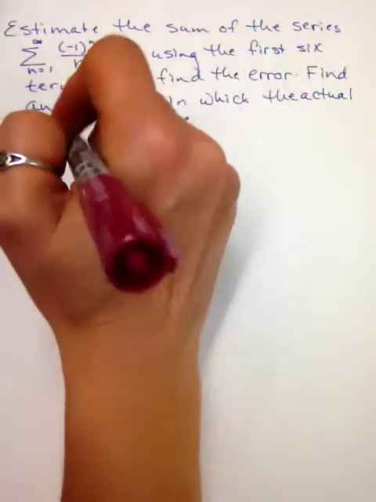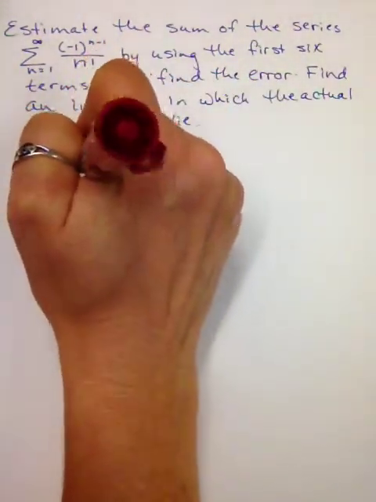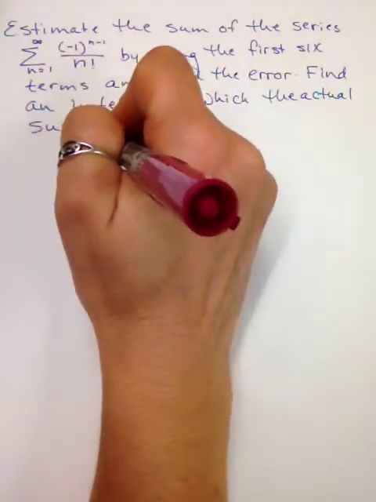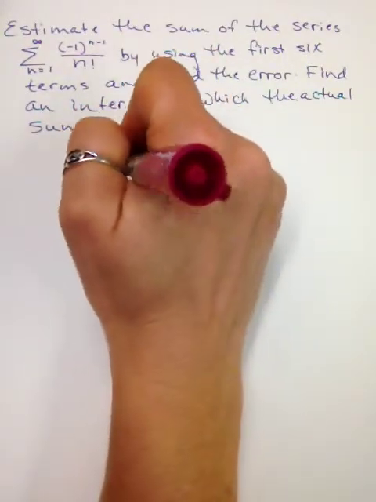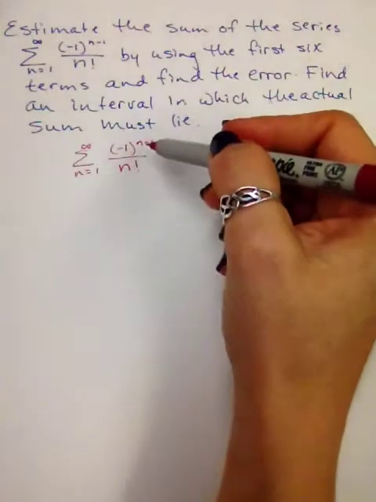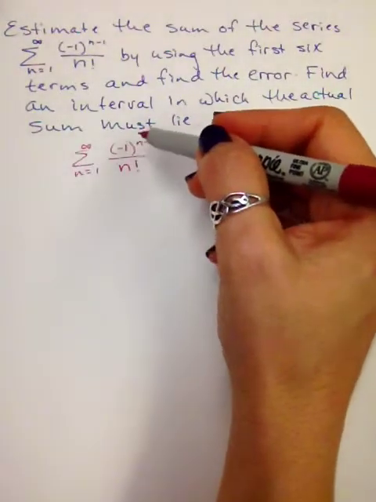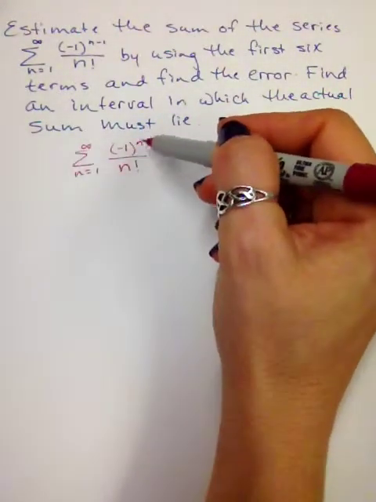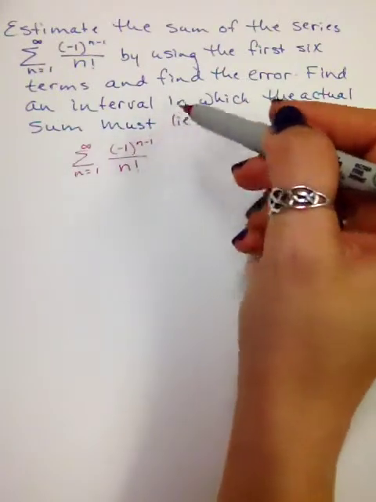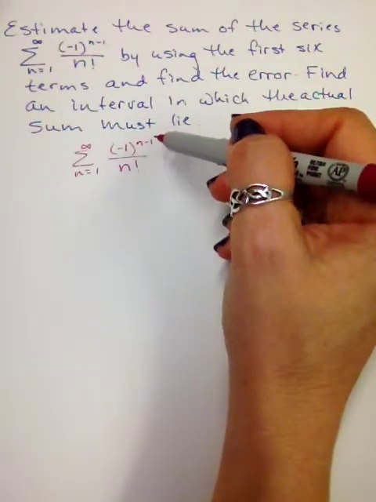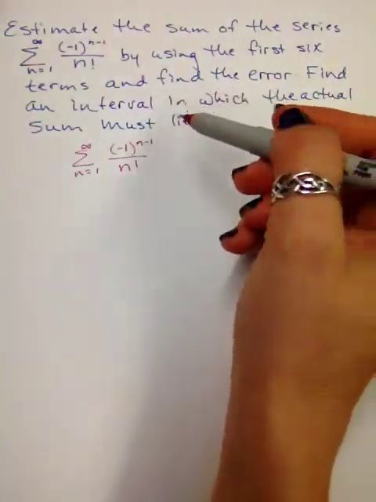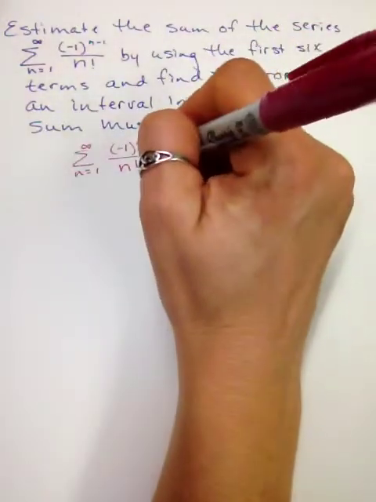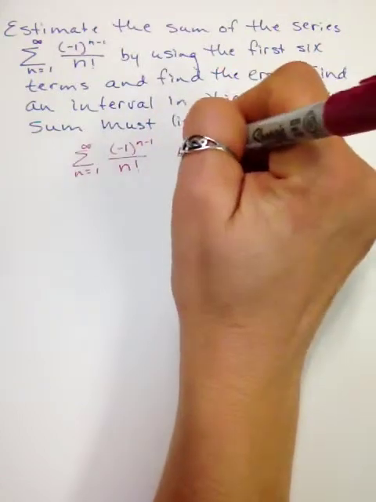So if you look at this series, the sum from n equals 1 to infinity of negative 1 to the n minus 1 over n factorial, the first thing I would notice is that it is alternating. If you plug in a 1, 1 minus 1 is 0, negative 1 to the 0 is 1, so it'll be a positive. Go up to 2, 2 minus 1 is 1, negative 1 to the first is a negative. It does alternate. So I can see that this is an alternating series.